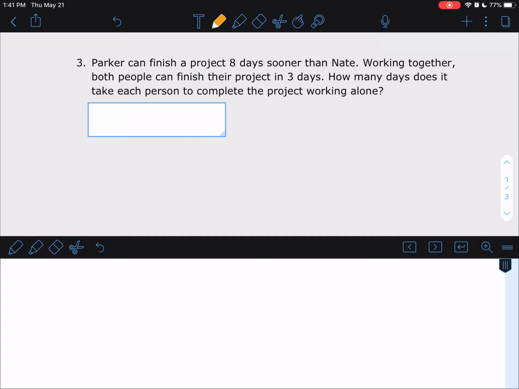So, I will let X here represent, well, there are two things we're trying to solve for. We're trying to solve for how many days it is going to take Parker and how many days it is going to take Nate. But I know that Nate is going to take 8 days longer than Parker. So we will say P equals some number of days. We don't know what P equals, but N, which is Nate, equals P plus 8.